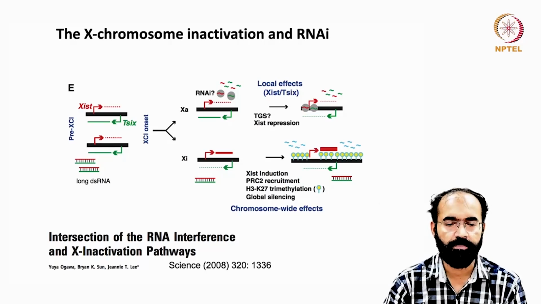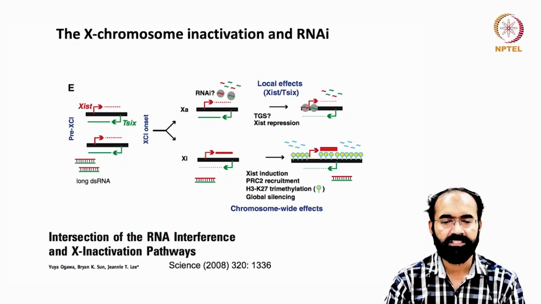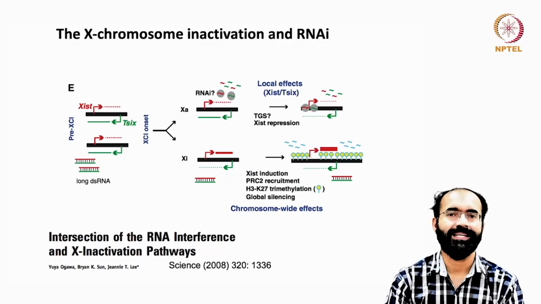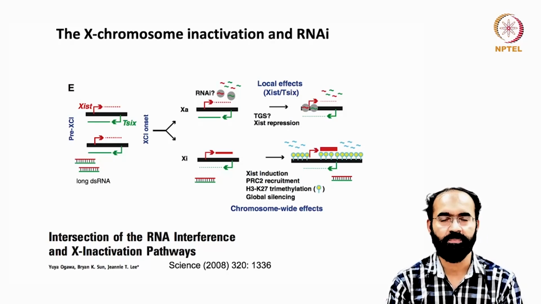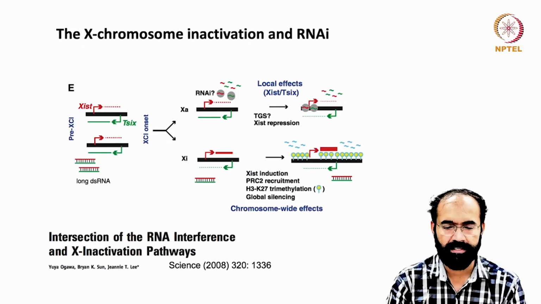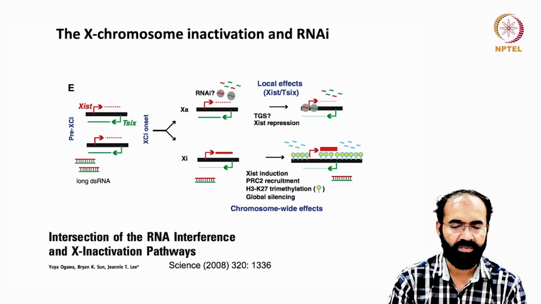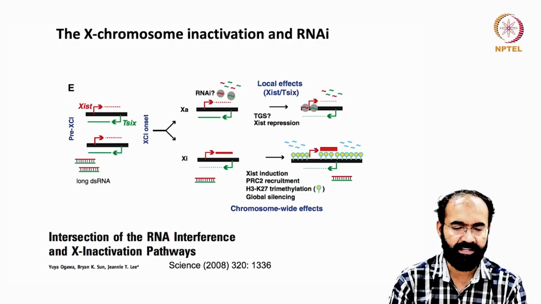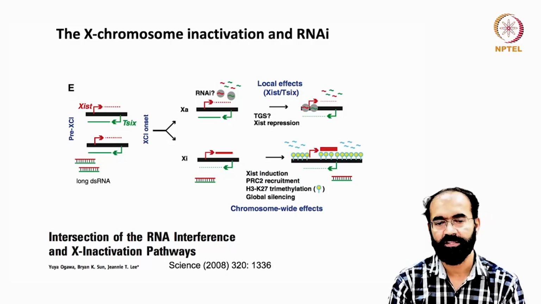So we were here in the previous class on X chromosome inactivation and what is its take on RNAi. We know Tsix and Xist follow exactly the principle of RNA interference, and let us dissect it out. These details are taken from this paper published in Science, on the intersection of RNA interference and X-inactivation pathways.